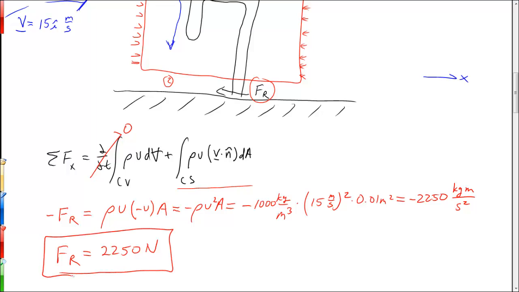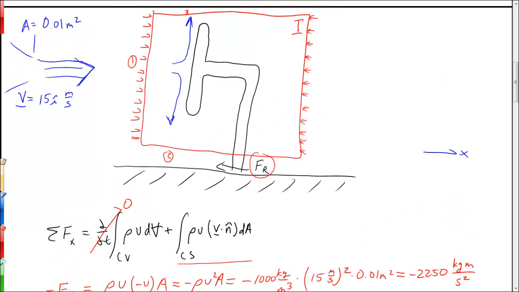Because I've drawn F_R to the left, F_R is positive in this diagram, and that's what it takes to resist the force of the water as it impinges upon the plate. Now, as I mentioned, we could have drawn a different control volume and come up with the same answer, and that's what we'll do here.